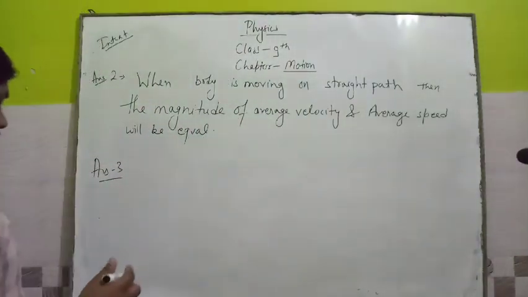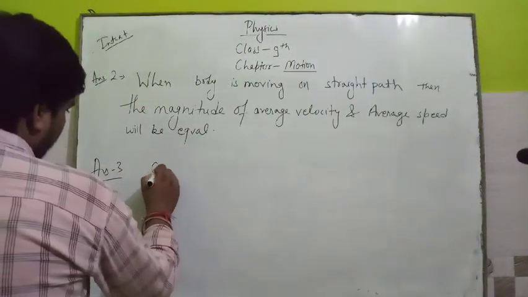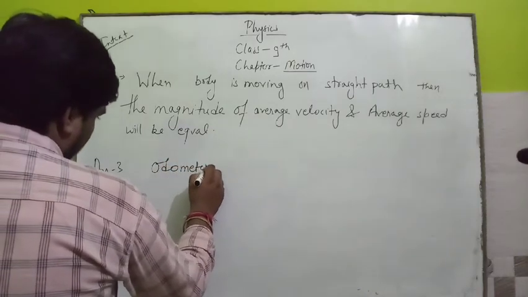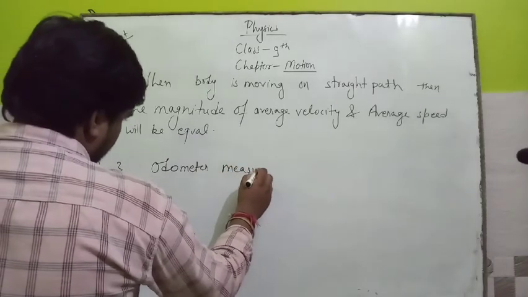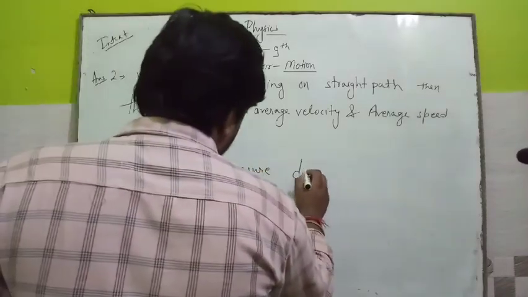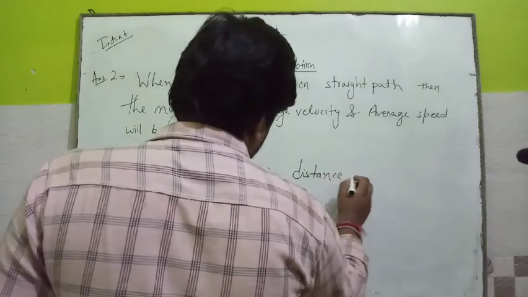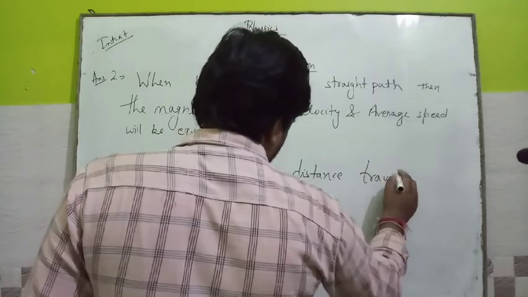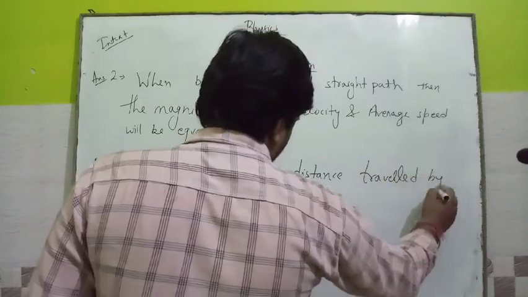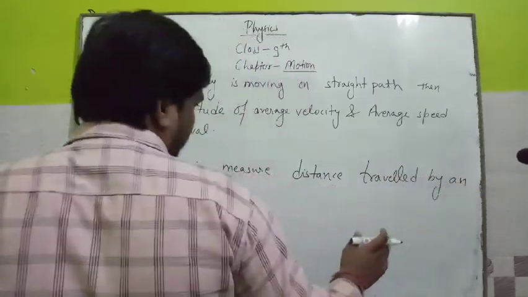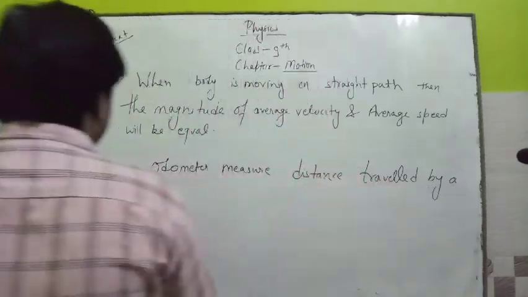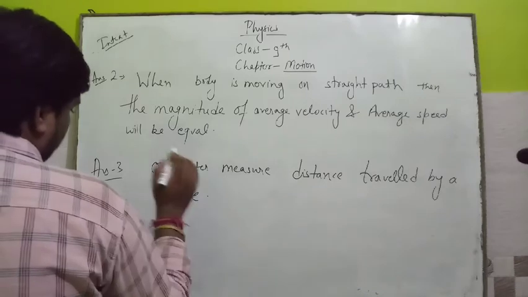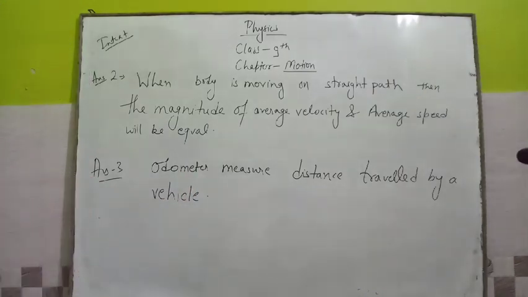So your answer is: what does an odometer measure? Odometer measures, right here, the distance traveled by a vehicle. Okay, clear?